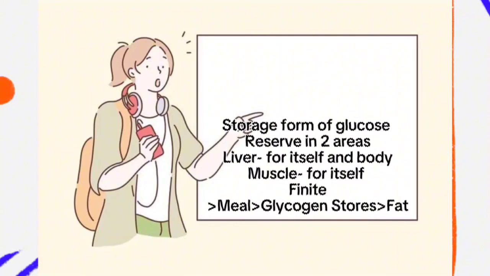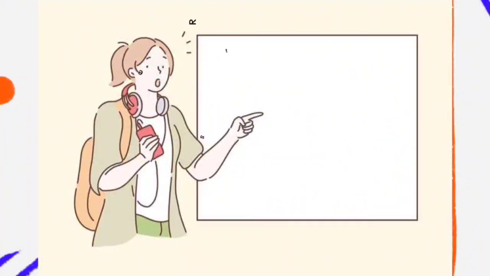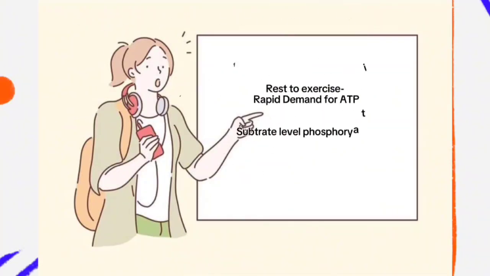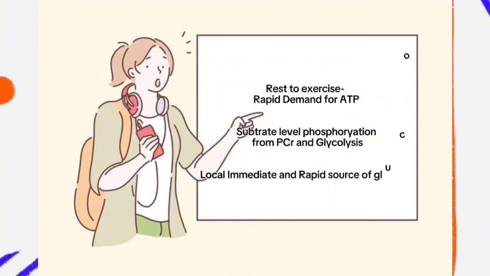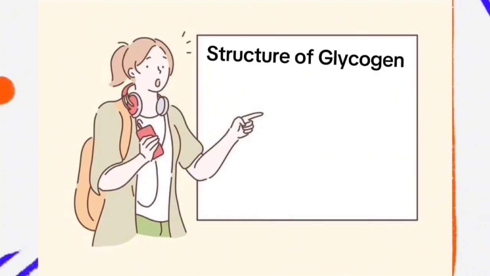After a meal, glucose initially replenishes these stores and then transforms the remaining excess. When physical activity begins, there is a quick demand for ATP, met by phosphocreatine and glycolysis. Consequently, glycogen becomes a local, immediate, and rapid source of glucose.